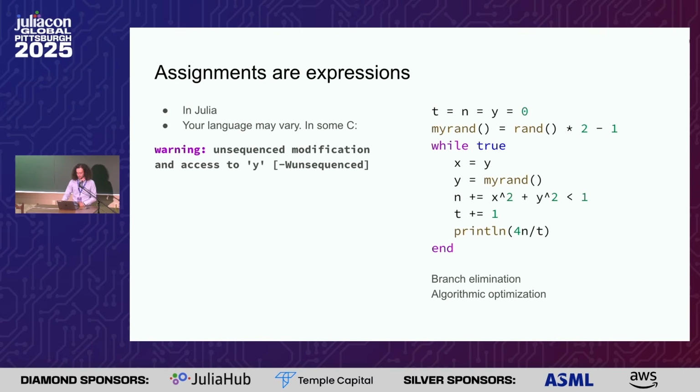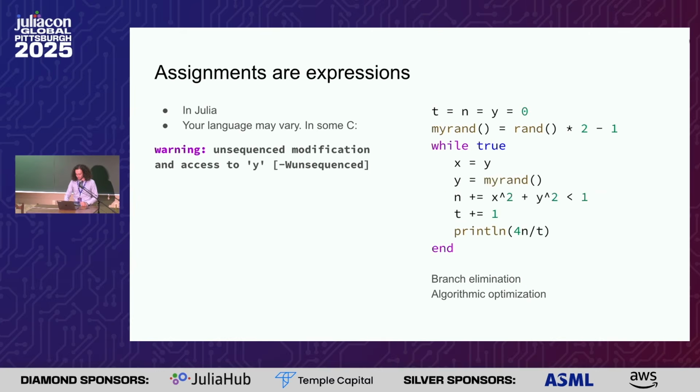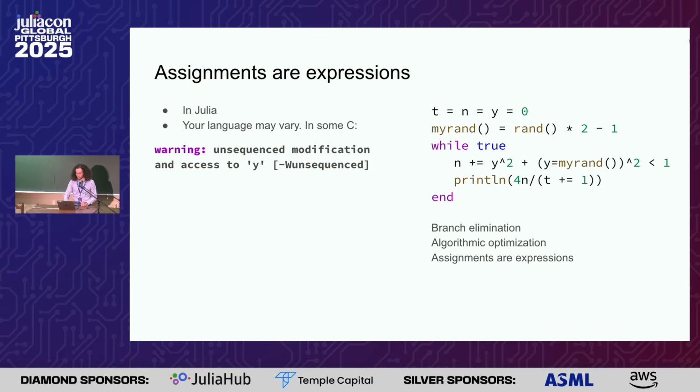Okay. Next, we have these 3 lines: x equals y equals random, and update. Those can all go on one line because in Julia assignments are expressions, so we can update the value of y and use the value of y at the same time. This is what this looks like. Basically, the first y squared is the previous value of y. The y equals my rand squared is updating y and also taking the new value of y squared.